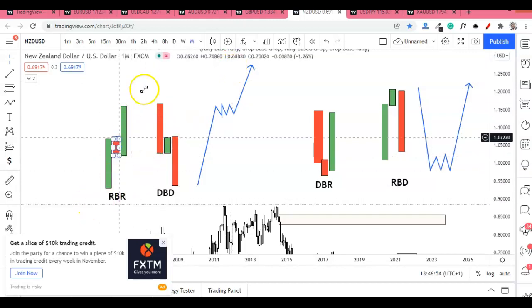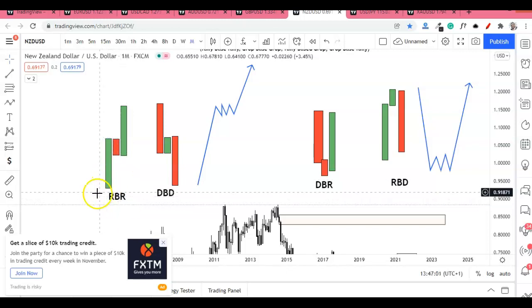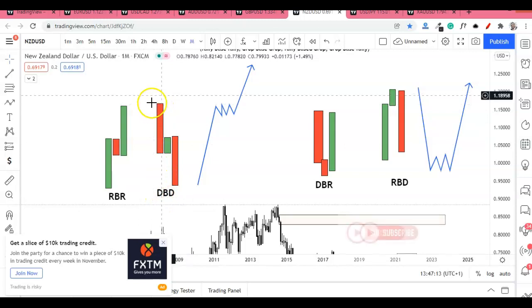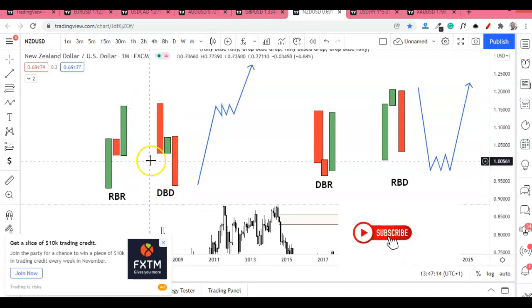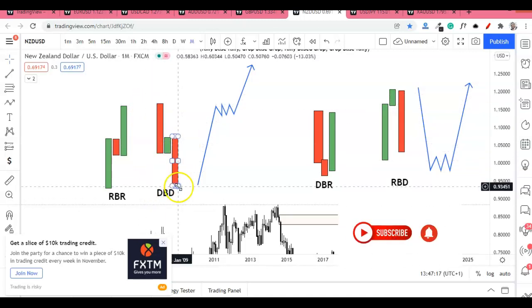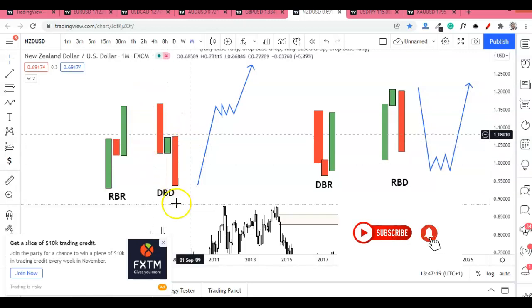Now, for a bullish market, we have the rally-base-rally, meaning a push up, a consolidation, and another push up: a leg up, consolidation, leg up. For a downward market, we have the drop-base-drop: a leg down, consolidation, leg down.